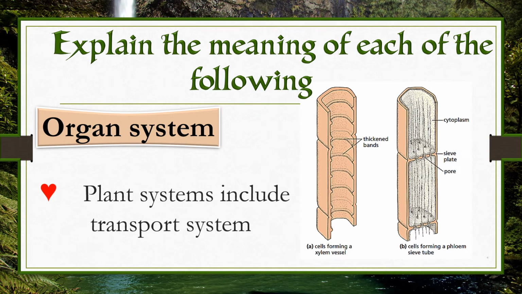Plant systems include the transport system. Here we have the xylem and the phloem. Xylem vessels, phloem sieve tubes.